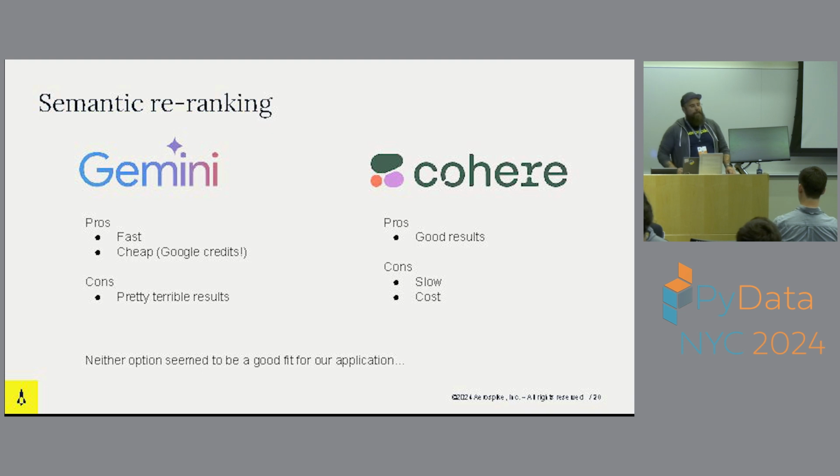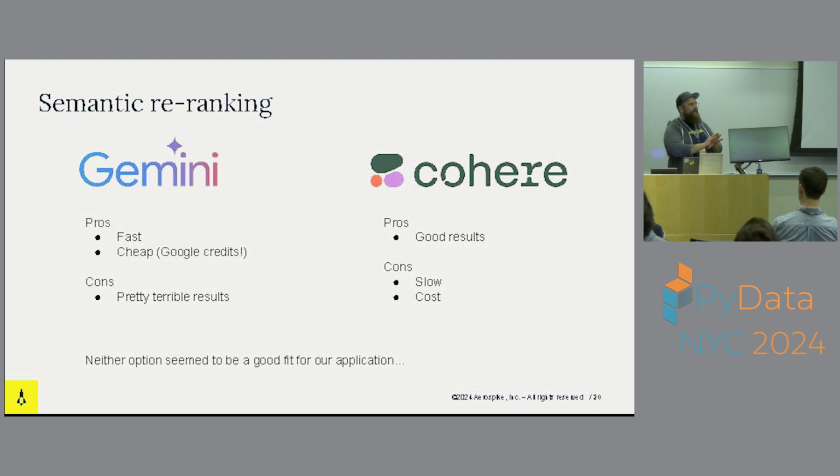So we went to semantic re-ranking. And we used Gemini, and it was fast and cheap, but it destroyed our results. We would look at our vector results and be like, this is amazing. We'd look at our keyword results and be like, this is awesome.